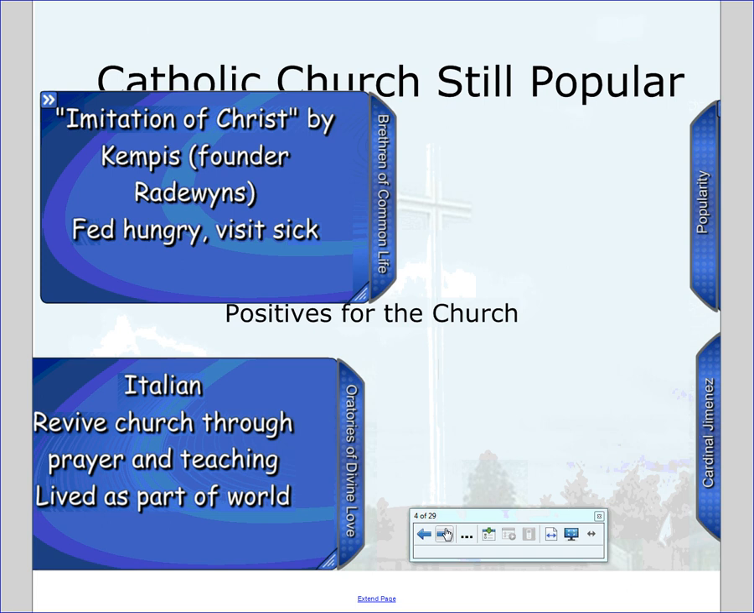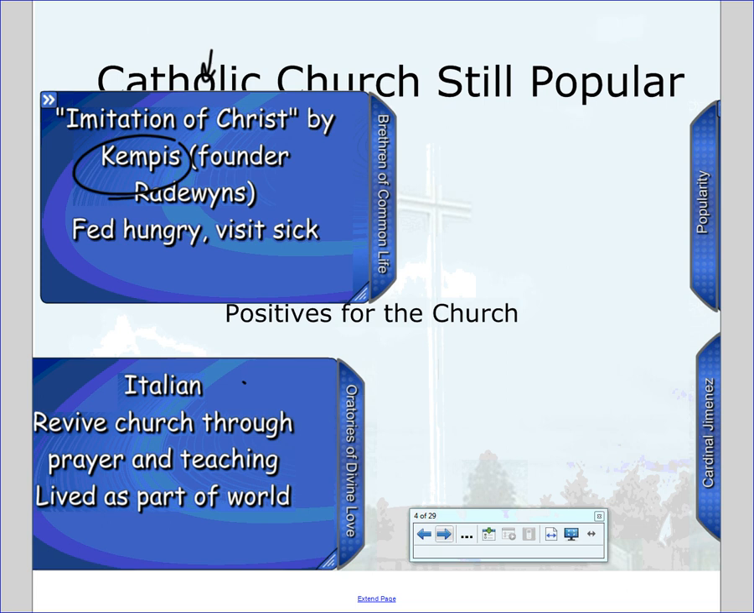You had the Oratory of Divine Love down here at the bottom, which was women and men reviving the church through prayer. Up here, Thomas Kempis, up there in the north. Radowans is not really the important name; Thomas Kempis is the more important name. They were doing a lot of positives. If everyone in the Catholic Church was like them, the Reformation might not have happened.